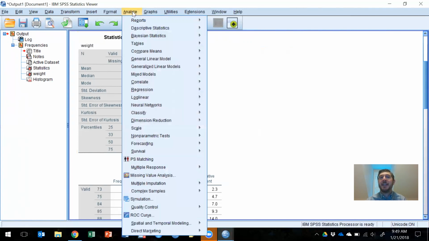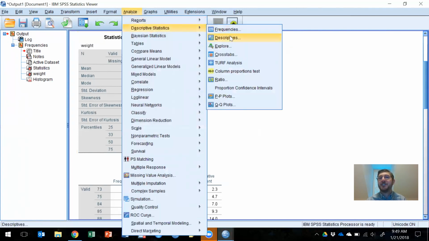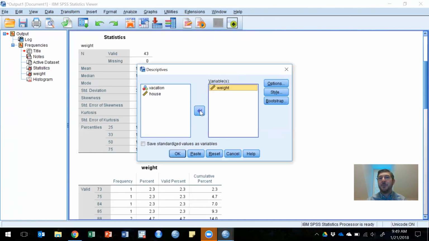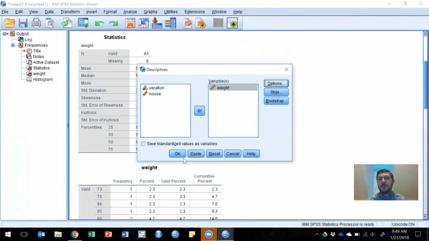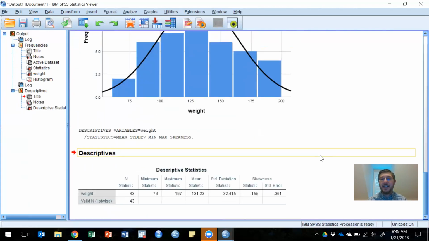If you want to do the same thing in the descriptives command, you can go to Analyze, Descriptive Statistics, Descriptives. You can bring your variable over and choose which options you want. They have some similar features, but I think you get a lot more out of the frequency command. So if you see here, same thing: the total, the minimum value, the maximum value, which you could also get out of the frequency command, the mean, the standard deviation, and there's your skewness coefficient again. Don't worry about the standard error right now.